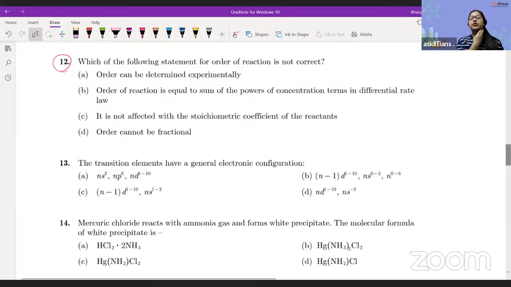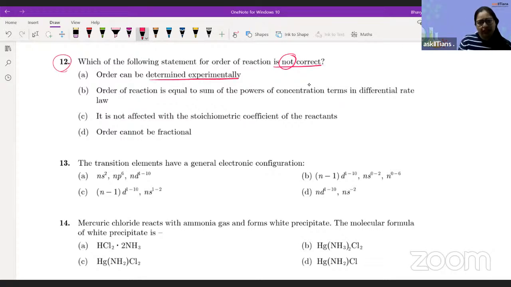Which of the following statements for order of the reaction is not correct? Now this is one of those questions which are theoretical, and they want to know which is not correct. So these words are very important because we generally miss them. Order can be determined experimentally: this is correct. Order of reaction is equal to the sum of the powers of concentration terms in the differential rate equation. This is also true. It is the sum of powers, which we write as alpha and beta.